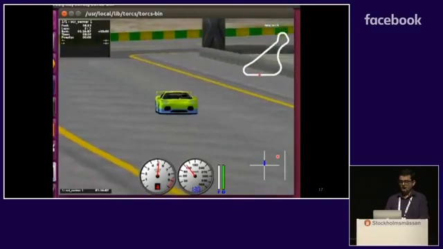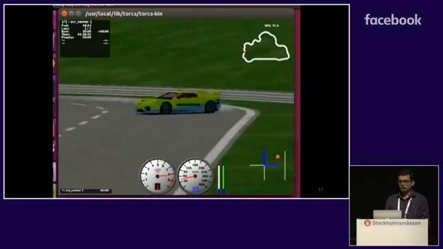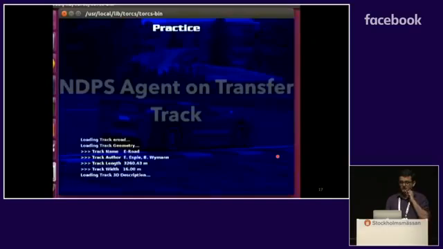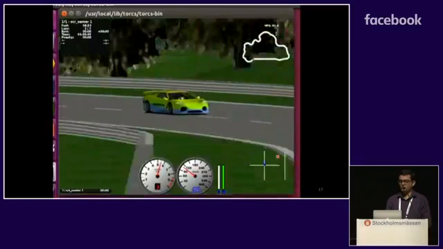Now, this is on an unseen track or a transfer track. And this is the DRL agent. Again, it's taking jerky actions. And finally, it loses control and crashes and never recovers from the crash. Whereas the NDPS agent drives smoothly and, as we'll soon see, completes the track without crashing and gets a reward and lap time on this race.